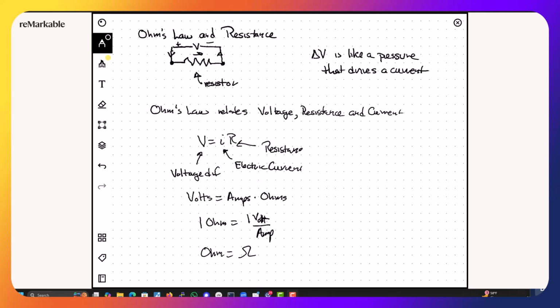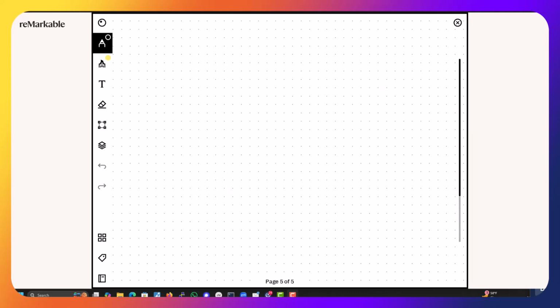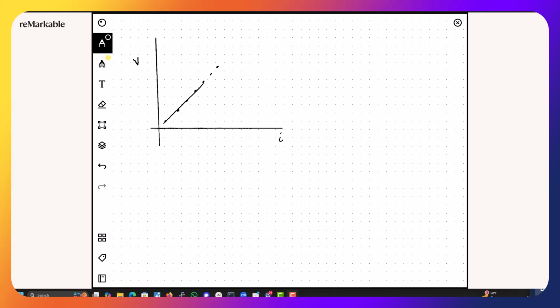So we can make a nice little graph that's kind of a nice thing. If we make a graph of a device that follows Ohm's law, we can make the voltage across the resistor, the current through the resistor, and this will be this beautiful straight line. And the slope is the resistance.